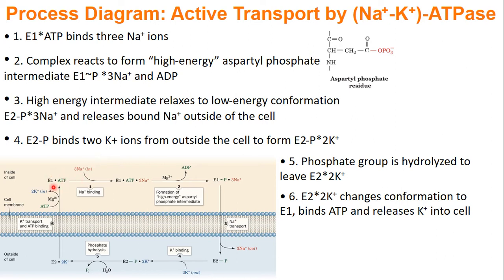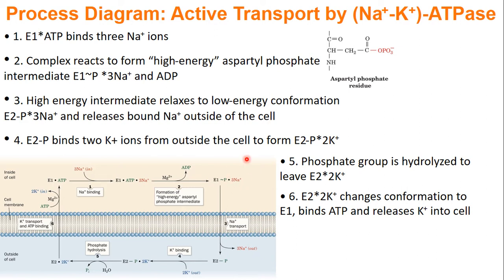First we're going to start in the E1 complex that's bound to ATP. And this is the inside of the cell. So we're starting on the inside, and although there are arrows, this pump doesn't actually move. This pump is in your membrane. So E1 with ATP binds the sodium inside the cell, and you get an E1 ATP 3 sodium complex. With the help of magnesium, your ATP goes to ADP, and your phosphate makes an aspartyl phosphate residue. So aspartic acid basically gets a phosphate attached to it.